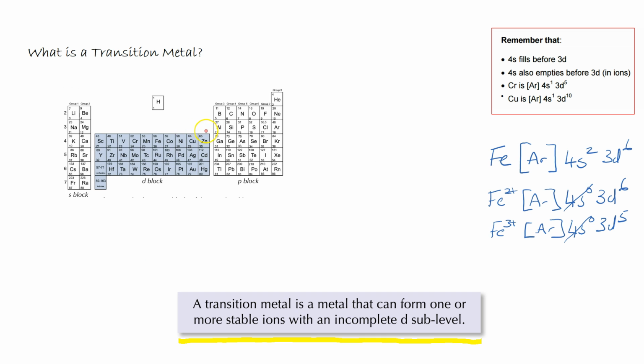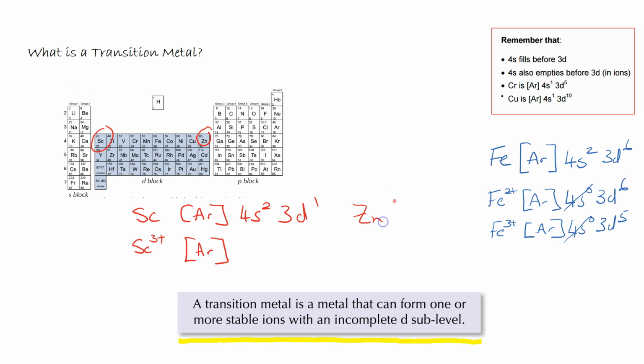Now, the final thing to note here are the metals zinc and scandium. If we were to do the electron configuration of scandium, it is Ar 4s2 3d1, and scandium typically only exists as Sc3+ as its common ion, and therefore has an electron configuration of just Ar, 4s0, 3d1.